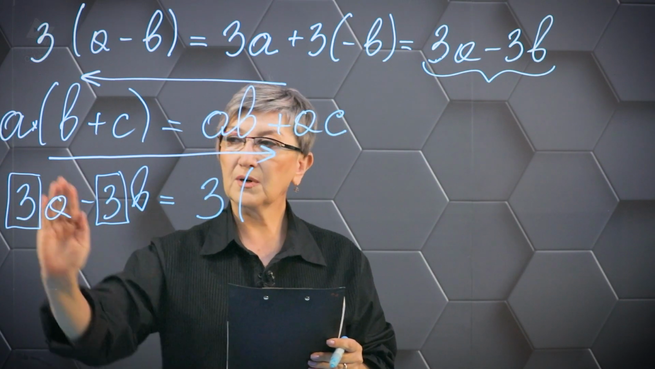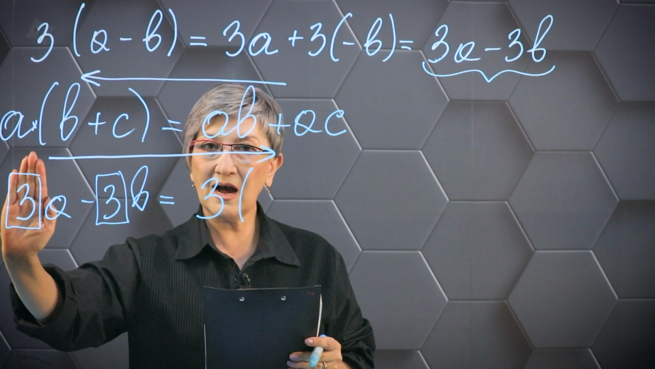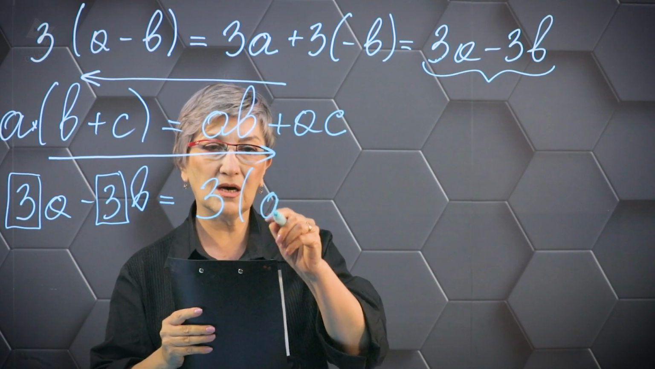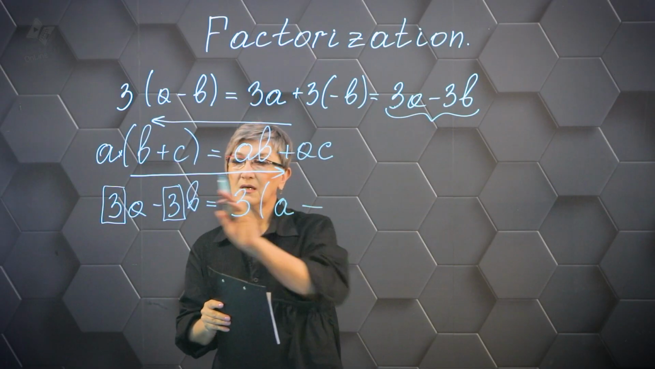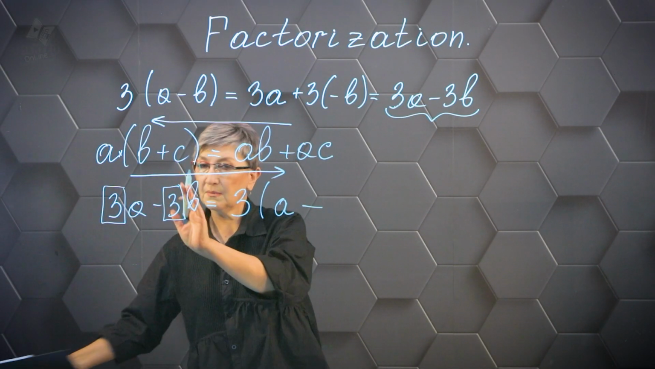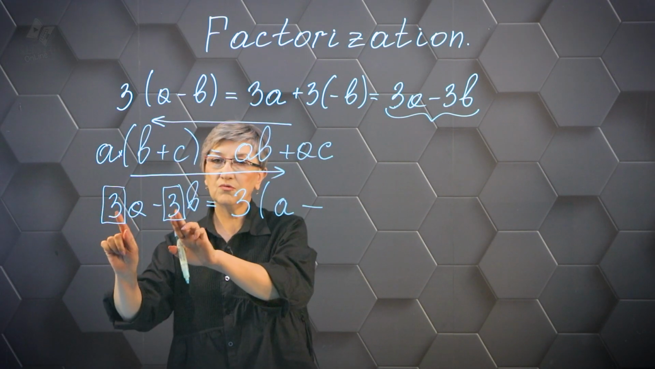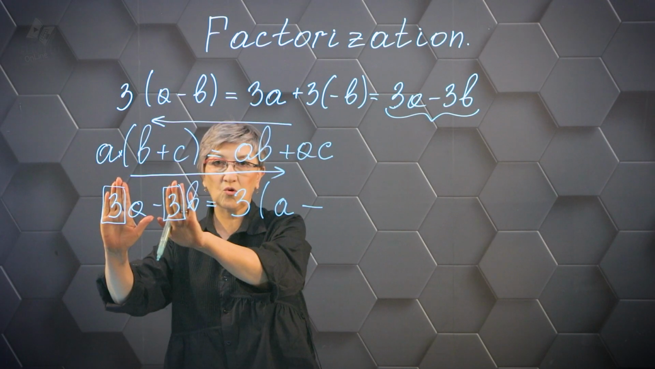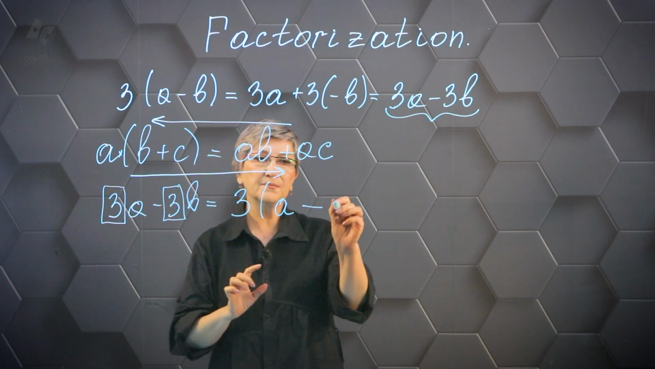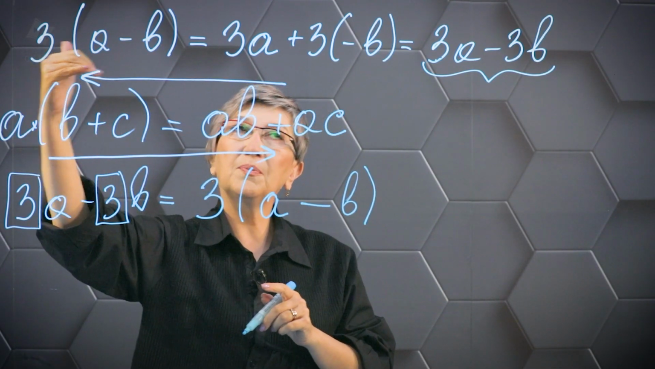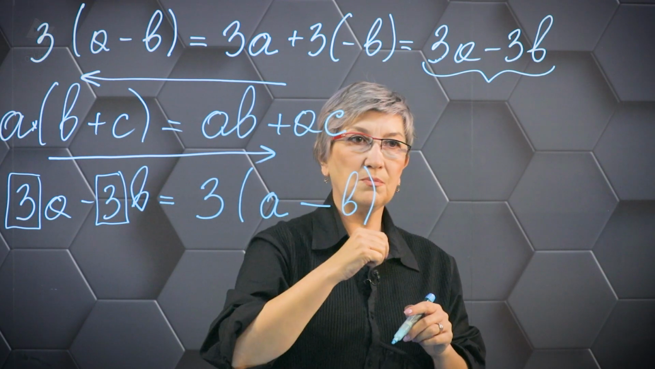What do I have left in the parentheses? If I take 3 away from 3a, I'm left with a. I write down a minus. In this case, I also took away 3. This leaves me with b. Notice again, I saw the same multipliers. I took that multiplier out of the parenthesis. That leaves a minus b in the parentheses. And indeed, when we solved the first example, we got the expression 3a minus 3b.